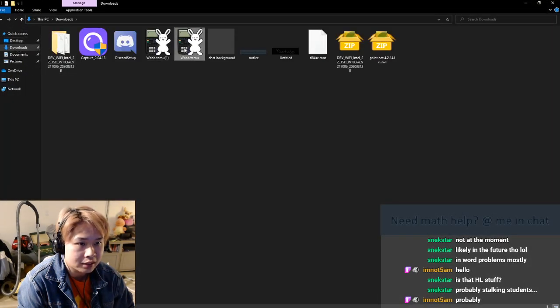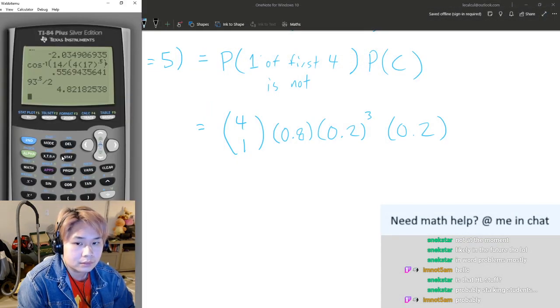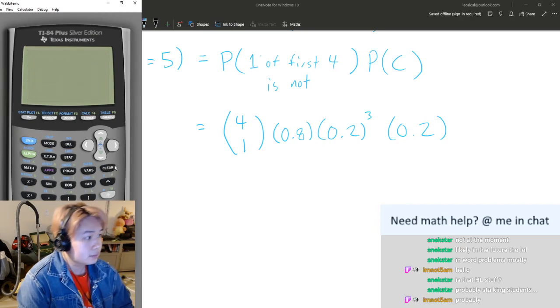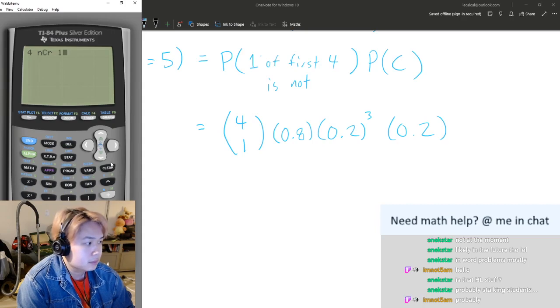So let me open up my calculator. So let's see, math, or 4C1. 4C1 is just 4, so I don't even know why I'm doing this. So 4 times 0.8 times 0.2 to the power of 4. Yeah, so we're good.